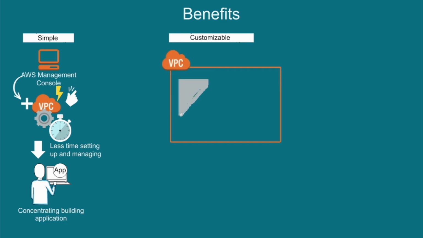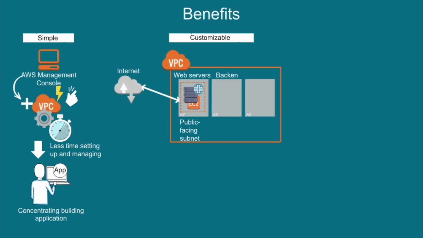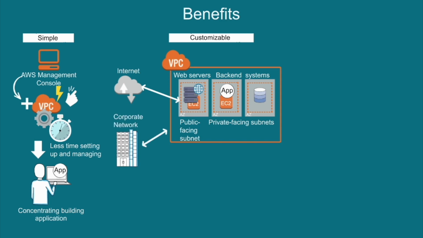For example, you can create a public-facing subnet for your web servers that have access to the internet. You can also place your back-end systems, such as databases or application servers, in a private-facing subnet with no internet access. When you configure VPC to connect to your corporate network, it can serve as an extension of your own data center. In addition, VPC can also be connected to other VPCs.